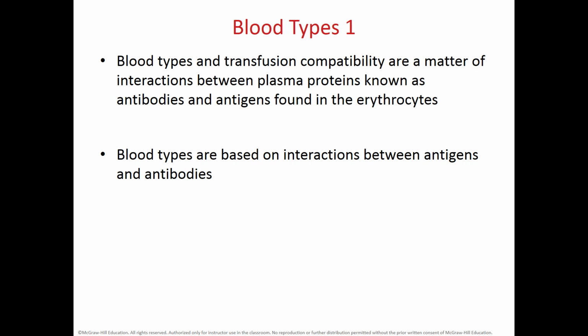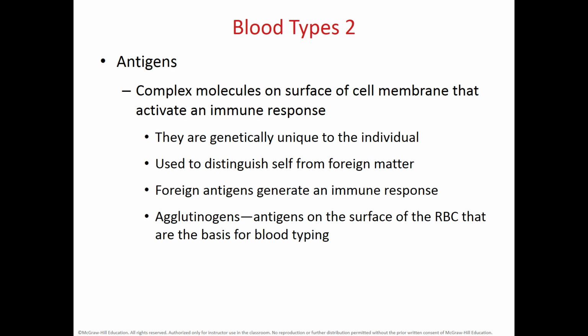Antibodies are the proteins that we have in the plasma that protect us from different attacks. And the antigens are found in the normal cells, including the erythrocytes. So what are antigens? Antigens are complex molecules that are found in the surface of the cell membranes of cells, including the red blood cells.